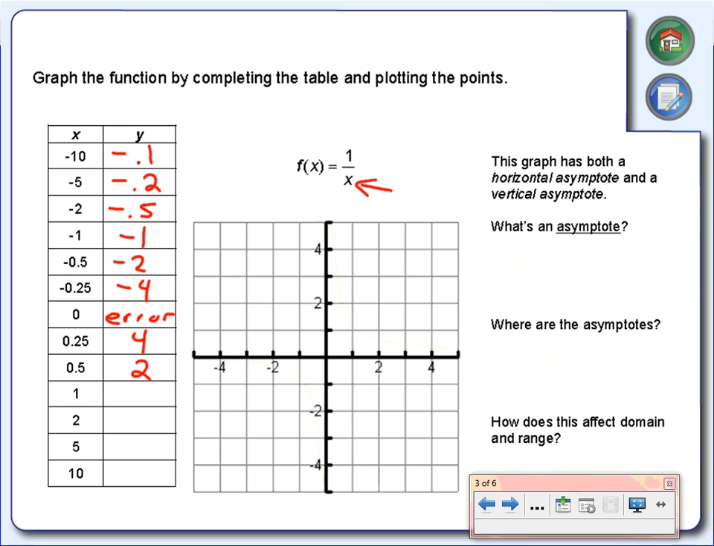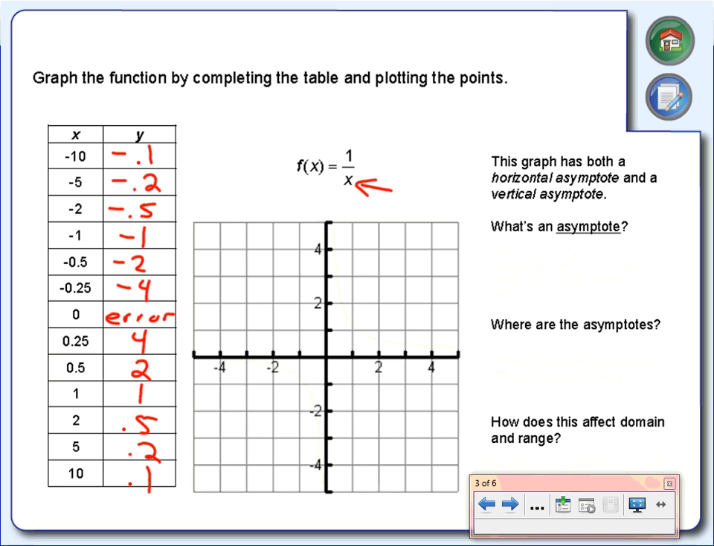You've seen a pattern here, right? 1 divided by 1 is 1. 1 divided by 2 is 0.5. 1 divided by 5 is 0.2. And the last one, 1 divided by 10 is 0.1. All right, so here's the table.